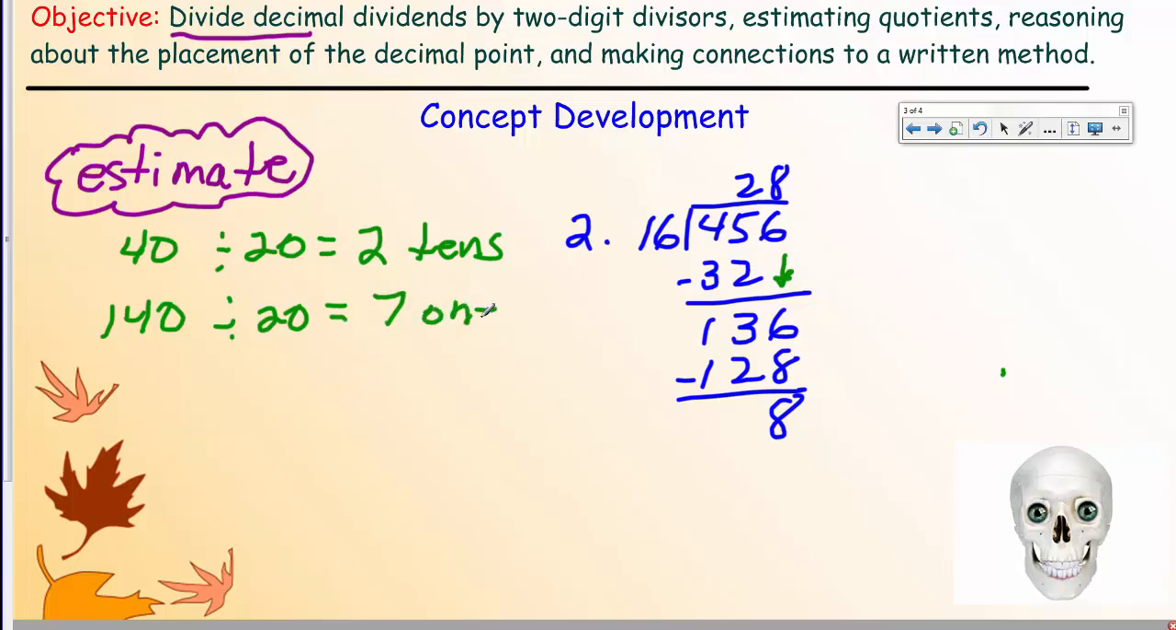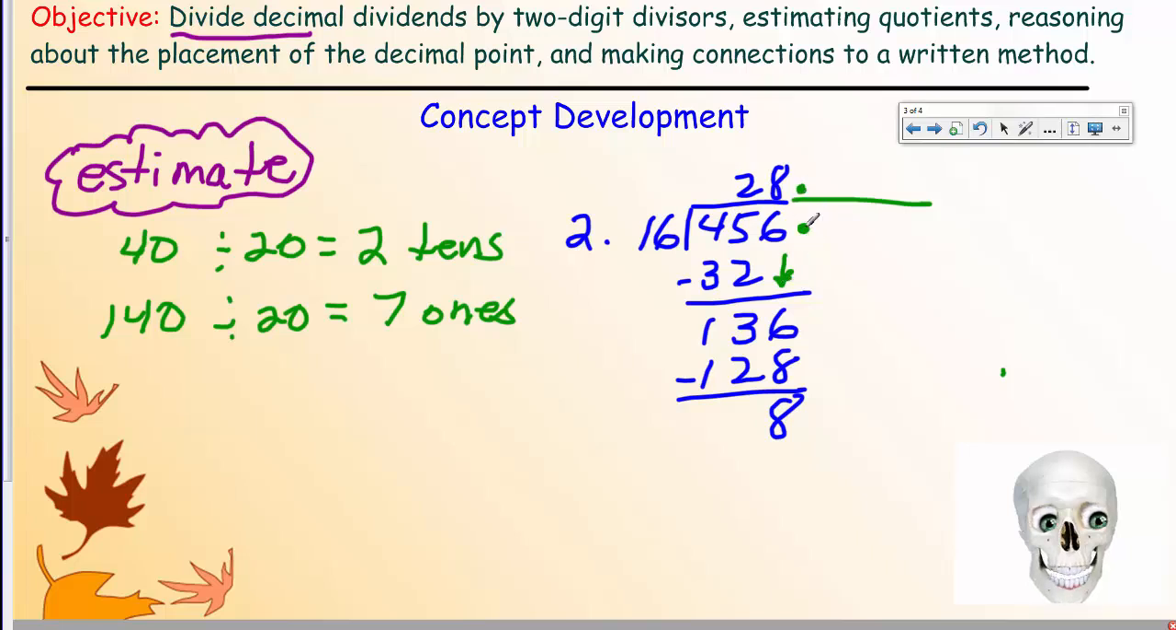So that would have been 7 ones, though, because we were using ones down here. And as you can see, we multiplied by 8. So that was pretty close, but not quite. Now, here we are in the exact same situation. We've shown the estimate, how they determined that problem. This is where we're going to add in our decimal.